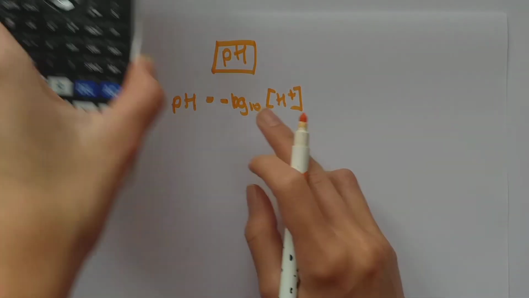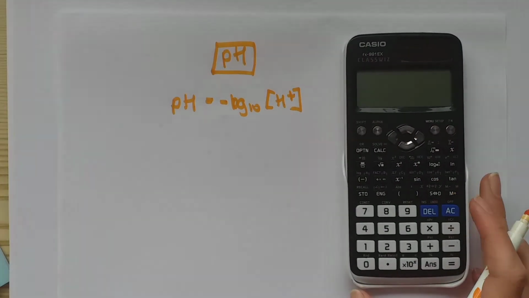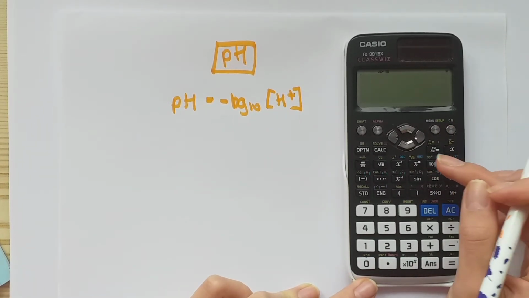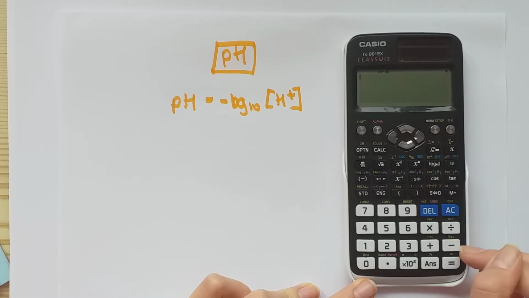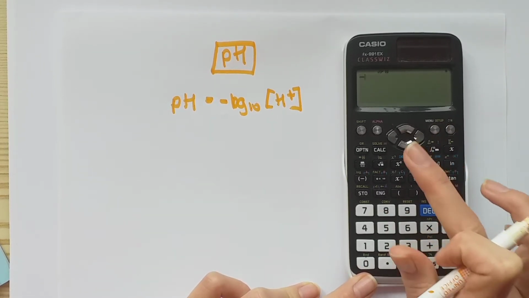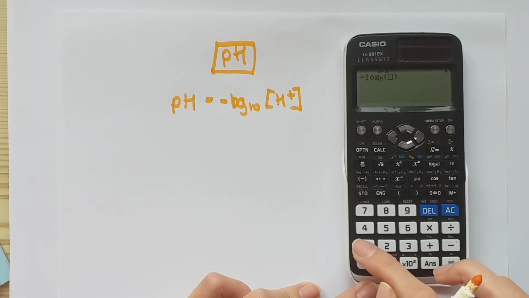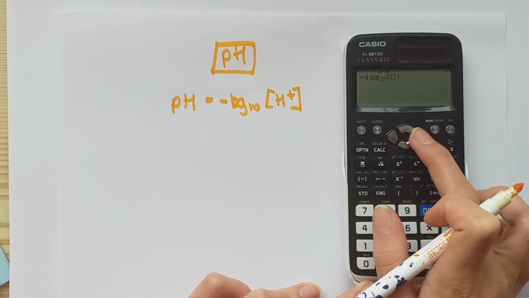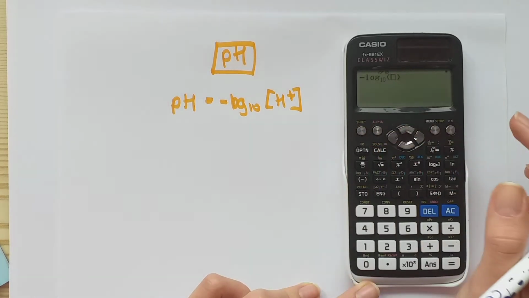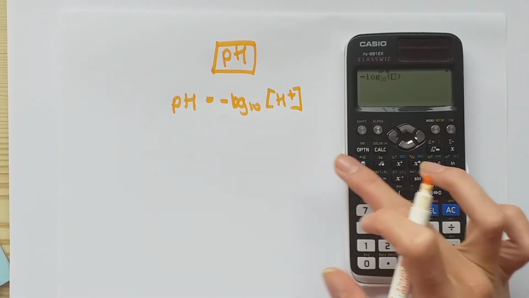First of all, let's check our calculators so that all of you are sure where to find it. You'll get a log on your calculator. It's a minus, you have to put minus in front of the log. It's a log of 10, and then you get these brackets. These brackets are the place for H plus.